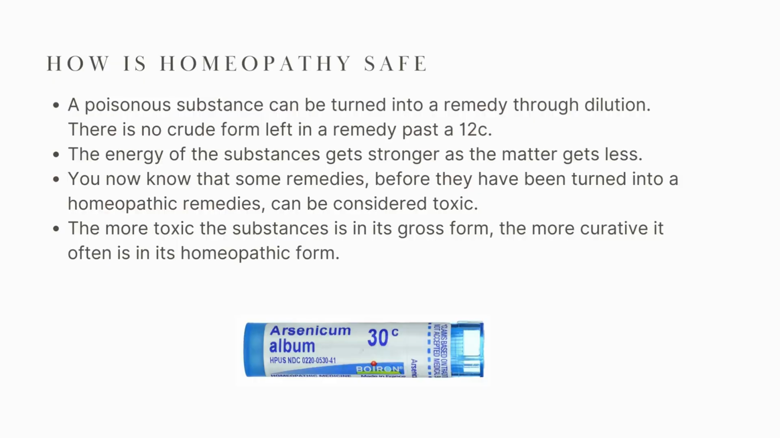So we lean in to this understanding of how homeopathy becomes safe when we're taking, say, a toxic substance, a poisonous substance, because there's no crude form left in a remedy past a 12C. The energy of the substance gets stronger as the physical matter gets less. And so you now know that some remedies, before they've been turned into homeopathic remedies, can be considered toxic, but past a 12C, they're no longer in their gross form.